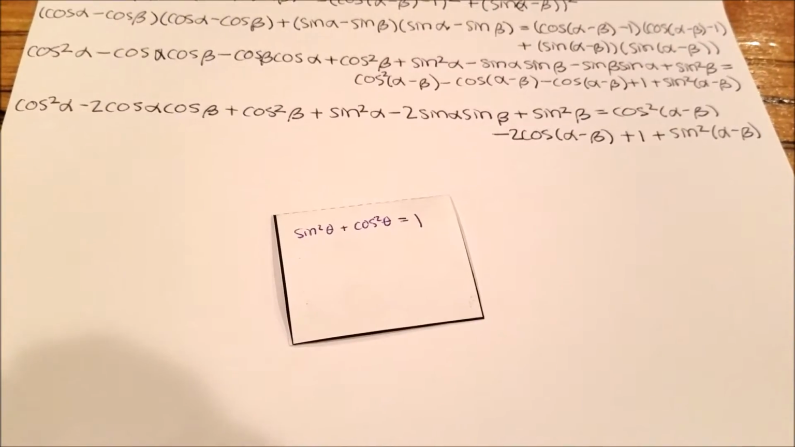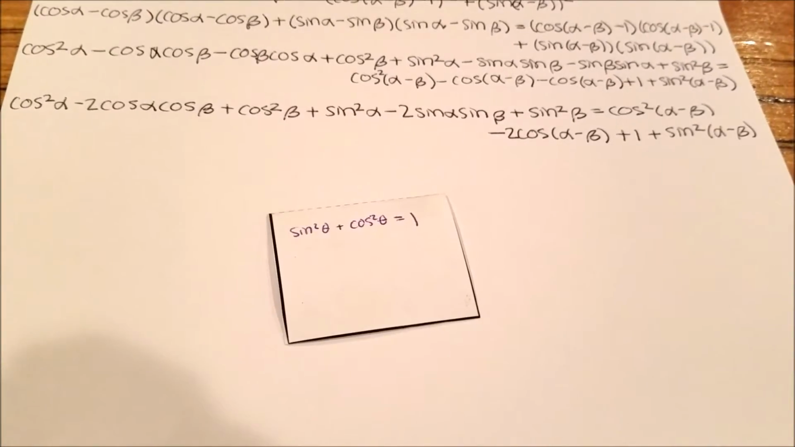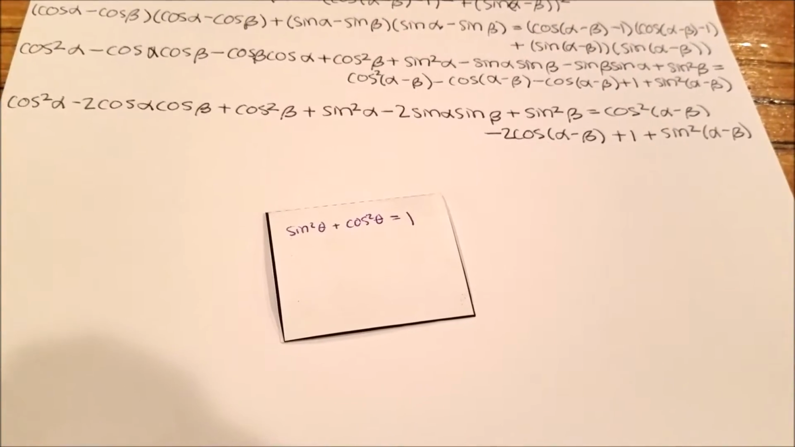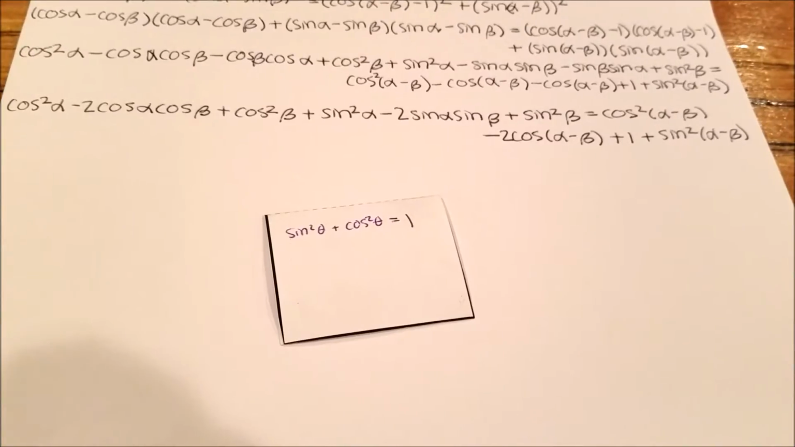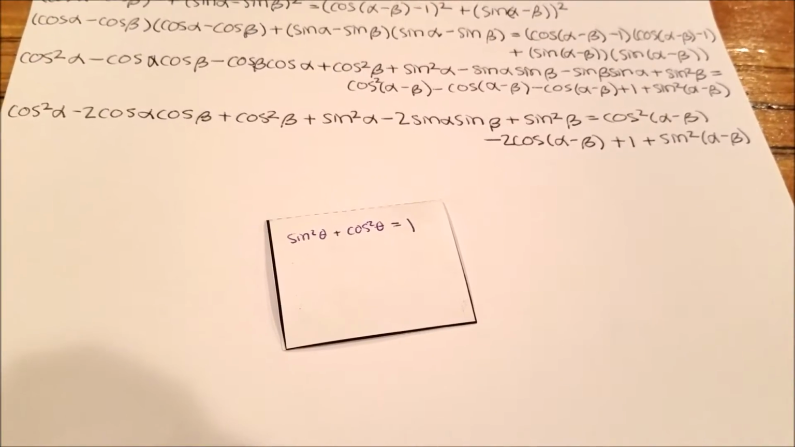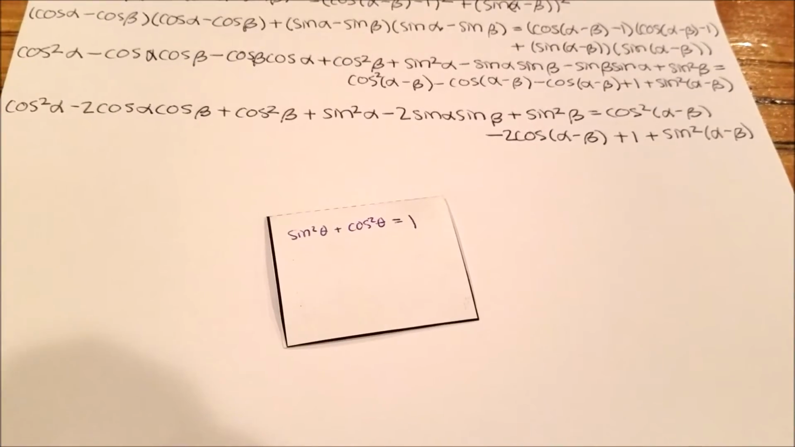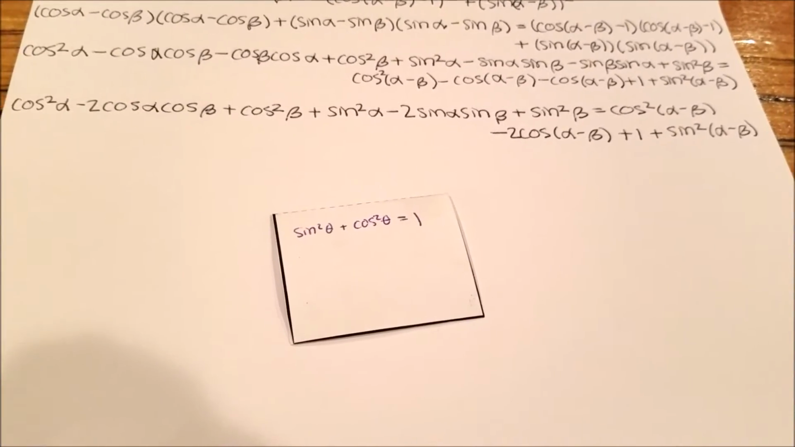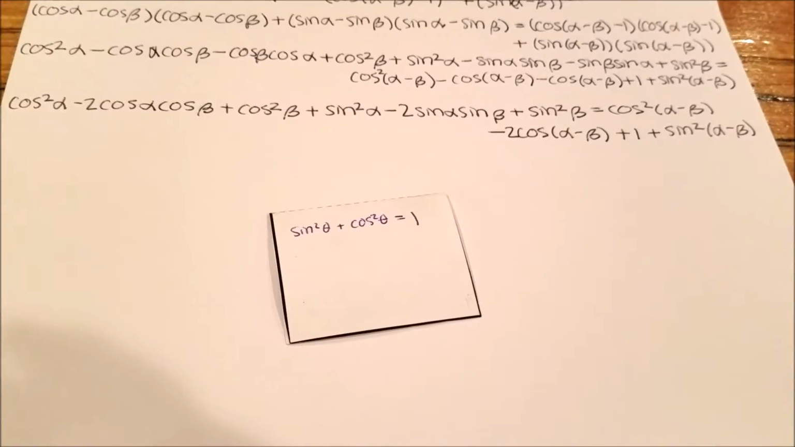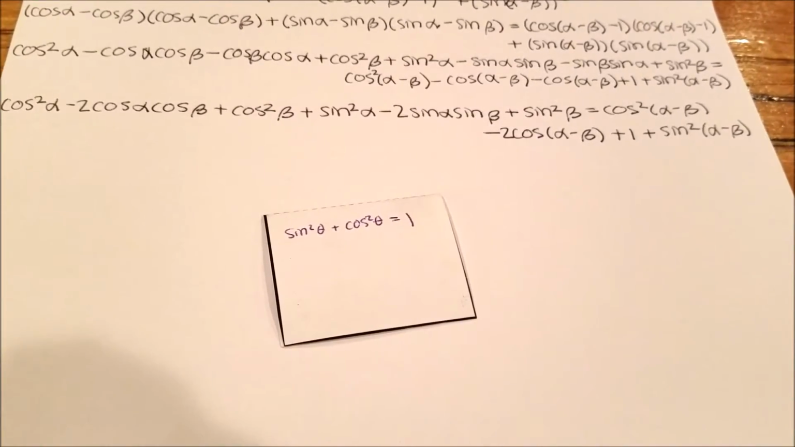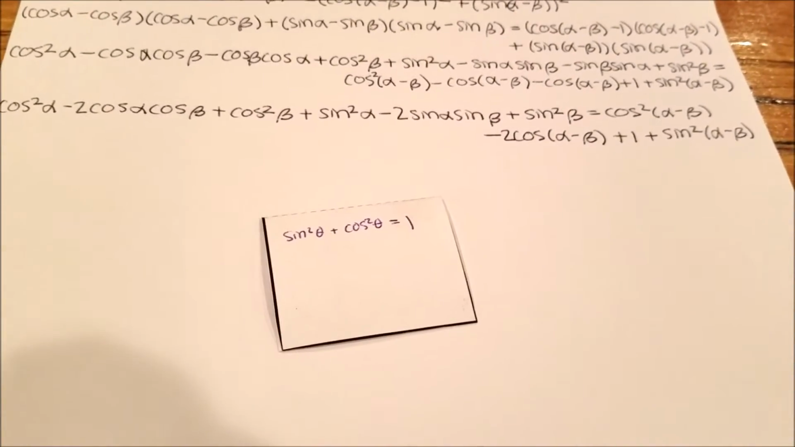The card that I'm going to be using is sine squared theta plus cosine squared theta equals 1. Even though this card uses the term theta, this will also work for alphas and betas, which I have in my equation. So what I need to do is pair up sine squareds and cosine squareds with the same angle variable.